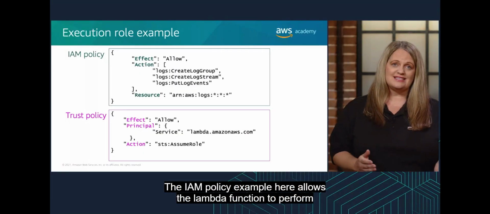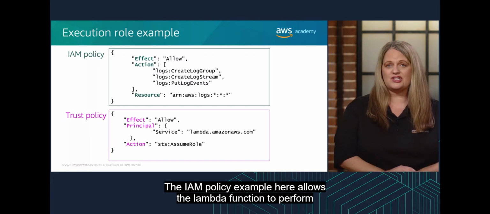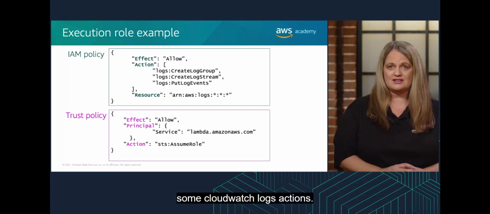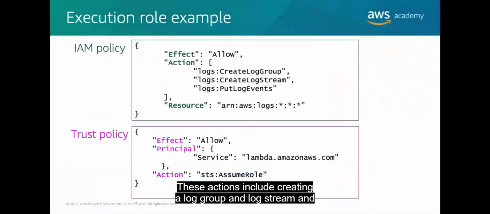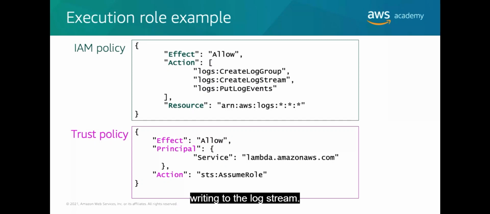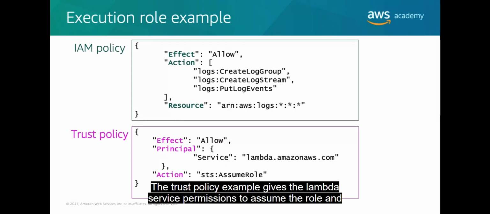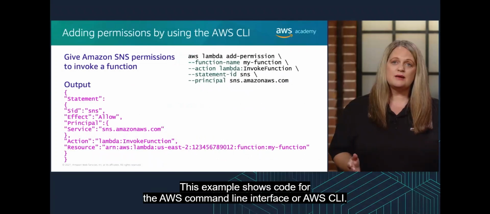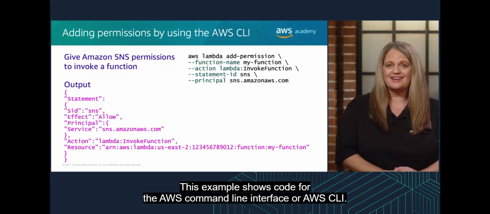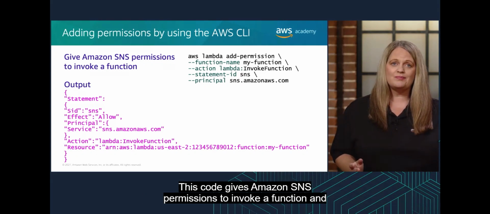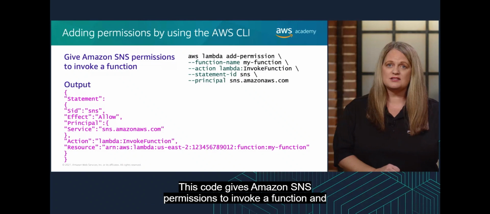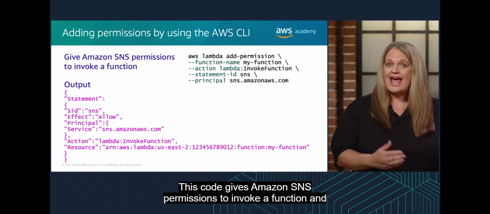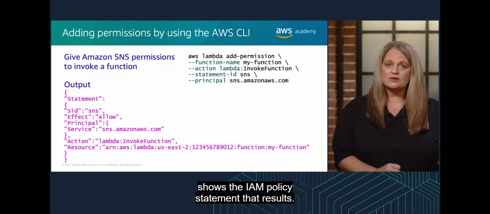The IAM policy example here allows the Lambda function to perform some CloudWatch Logs actions. These actions include creating a log group and log stream and writing to the log stream. The trust policy example gives the Lambda service permissions to assume the role and invoke the Lambda function on your behalf. This example shows code for the AWS command line interface, or AWS CLI. This code gives Amazon SNS permissions to invoke a function and shows the IAM policy statement that results.